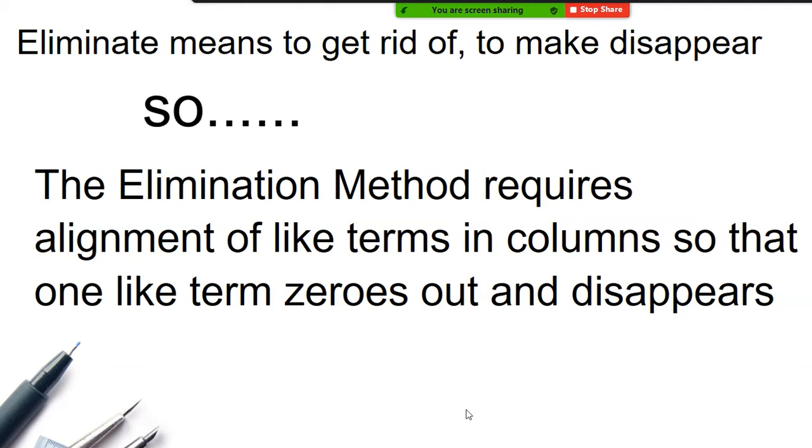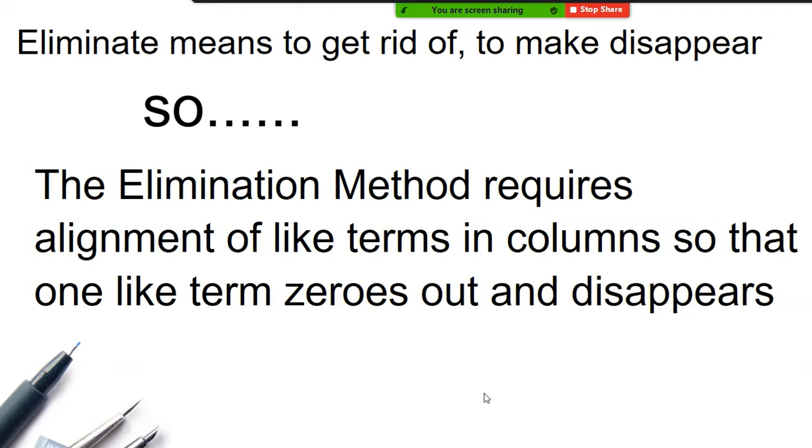So, the elimination method requires the alignment of like terms in columns so that one like term zeroes out and disappears. That will make a little bit more sense once we see it, okay? But I want you to write down the definition of the elimination method.